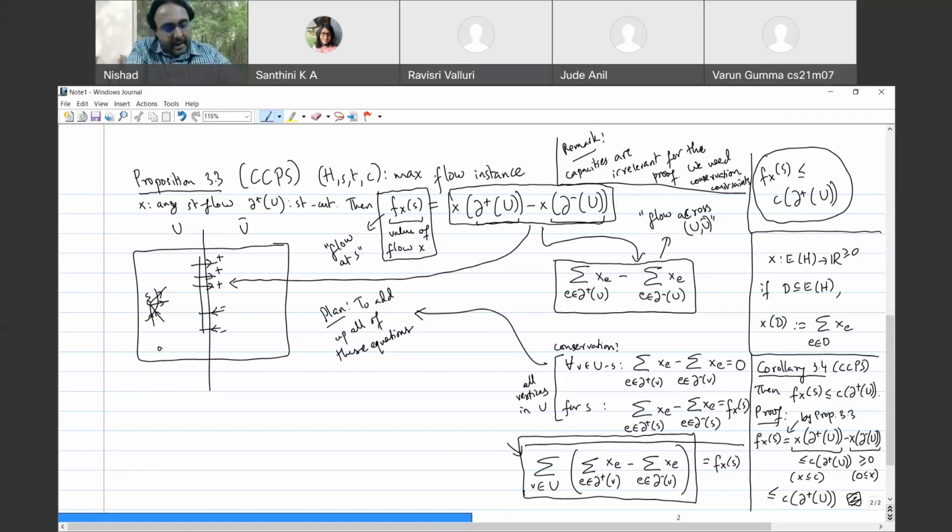So there are three types of arcs, right? One type of arc is those going out from U into U bar. Another type of arc is those coming from U bar into U. And the third type of arc that will be considered in this summation is arcs which have both ends in U. But these arcs will be added for one vertex and they will be subtracted for the other vertex in the summation. Right? Is that clear? So these third type of arcs will be completely cancelled out in the summation.